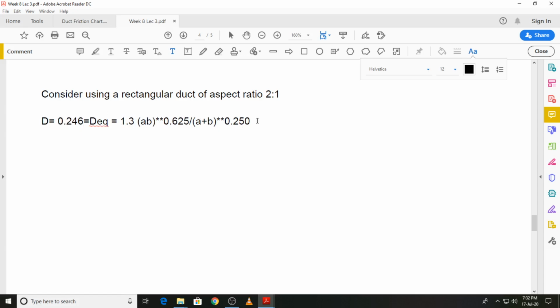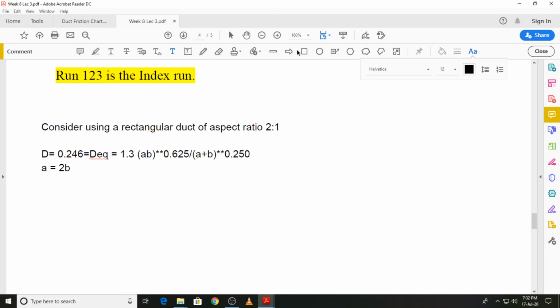So that is the equation that we will start with, and we will say that we want a rectangular duct which will give us the same results. So what should be the size of that rectangular duct, using an aspect ratio of 2:1. When we say aspect ratio of 2:1, it means A is twice B. So that is A, and what we mean by A and B, those values. We have A over here, and this is B.